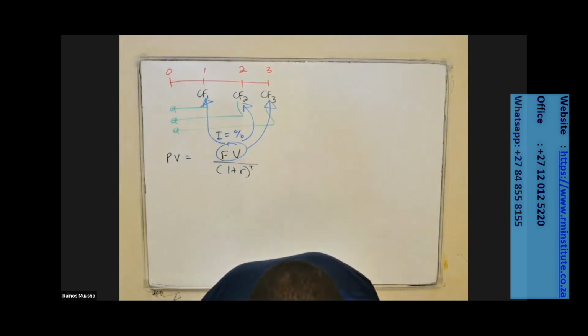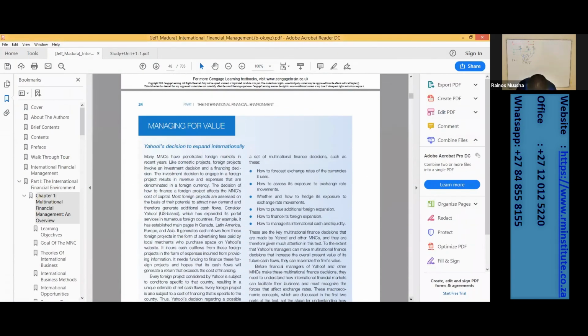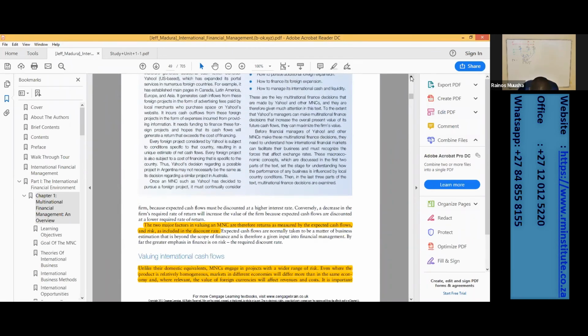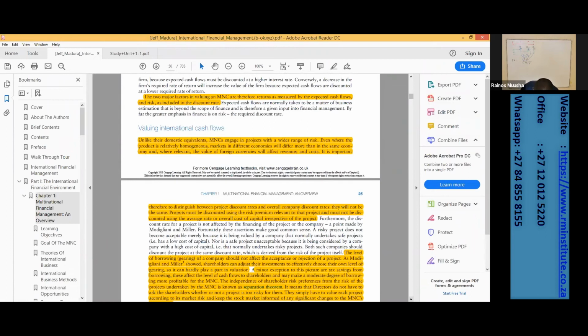So looking at this, this is where we are saying the two major factors in valuing a multinational corporation are therefore returns as measured by the expected cash flows and risk included in the discount rate. Which means that when you're now looking at valuing international cash flows, there are certain factors that you have to take into account as well.